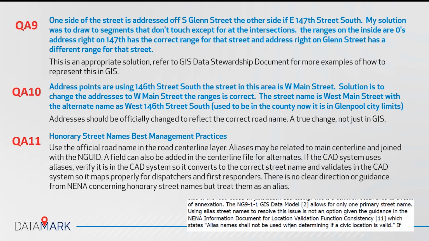Address points using 146th Street South. The range in the area is West Main Street. The solution is to change the addresses to West Main. The ranges are correct. The street name is West Main Street with the alternate name West 146th Street South. So you need to make sure that the addresses are reflecting what the real primary road name is in the GIS. And you also want to make sure that they are changed in real life, because people are going to be calling and saying one address. It's not necessarily an issue for call routing, but it definitely is for resource routing. So you want to make sure that the changes are being reflected in the real world and within the GIS data.